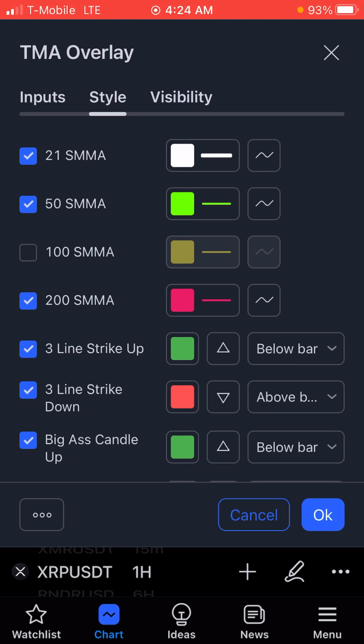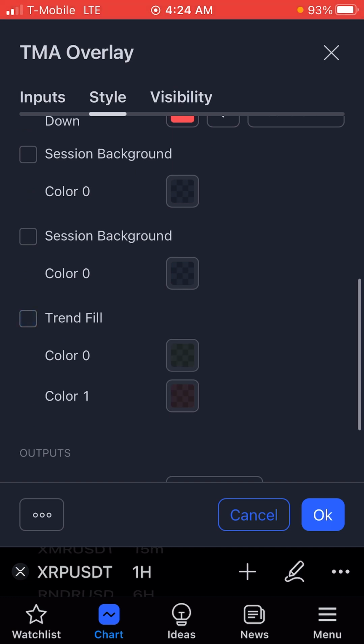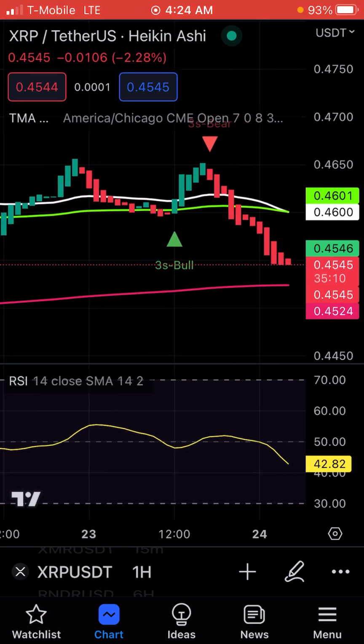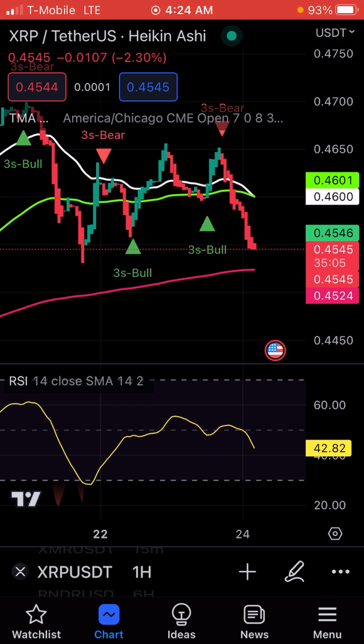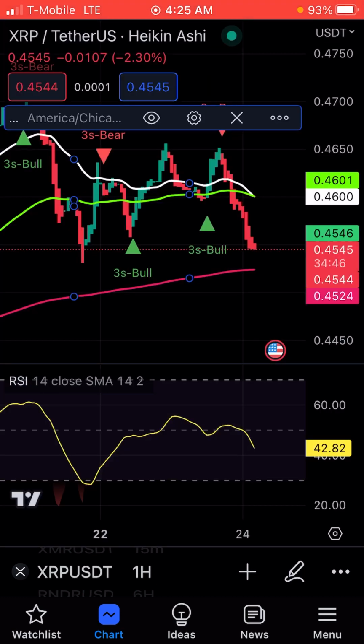I think I've made videos pretty recently about the 21 and the 50 and how powerful they are. Let me just show you without the fill right now. I'll turn that back on in a minute. The 200 moving average shows you pretty much the overall direction of where everything's going. When the 21 and 50 are above the 200, that is an indication of it going up. When the 200 is above everything, it's an indication everything's going down. So you have to keep that in mind when you're doing your trades.